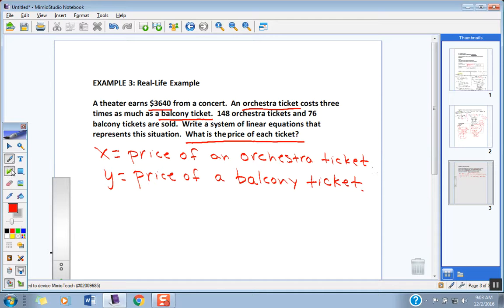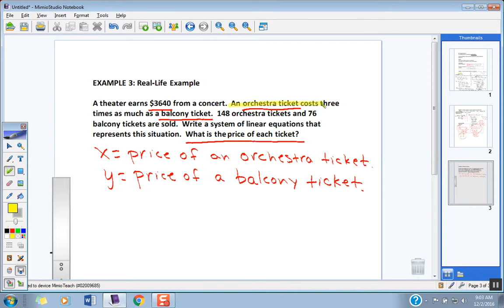Okay, so get those parameters set. That's what we're trying to find. That's our unknown. That's what we're trying to figure out. Okay. I'm going to highlight some stuff.